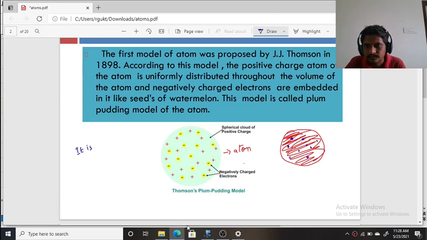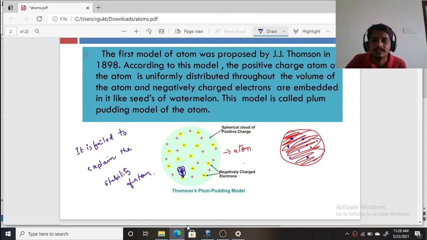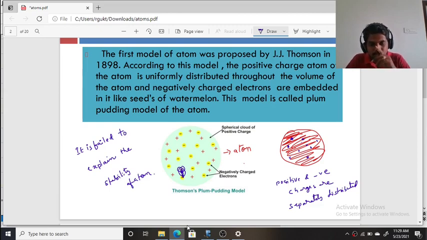It failed to explain the stability of an atom. In the sea of positive charge, electrons are embedded like seeds of a watermelon, so when negative charge is embedded in a positive charge, the net charge will be zero. But experimental observations reveal that positive and negative charges are separately distributed. So this theory failed to explain the experimental observations and also failed to explain the stability of an atom.